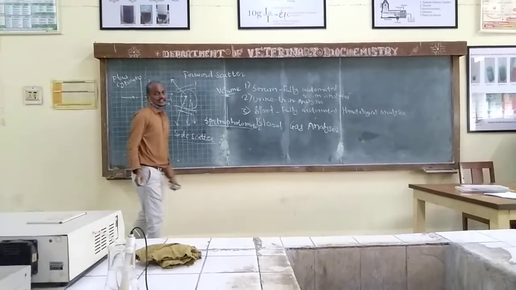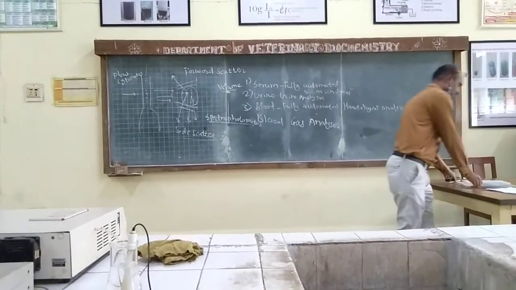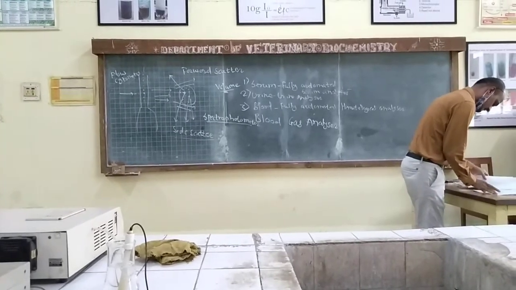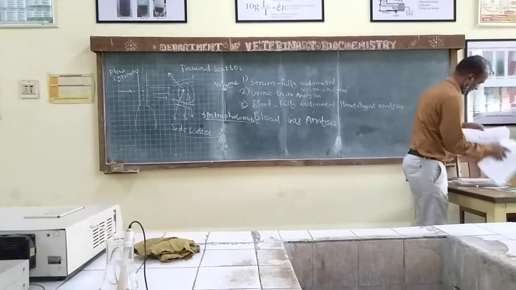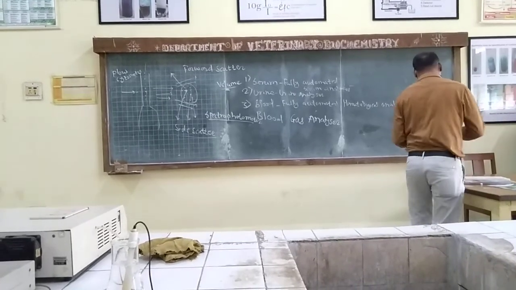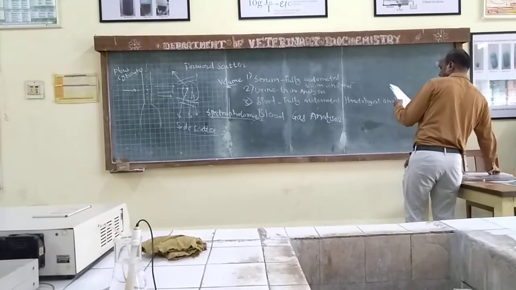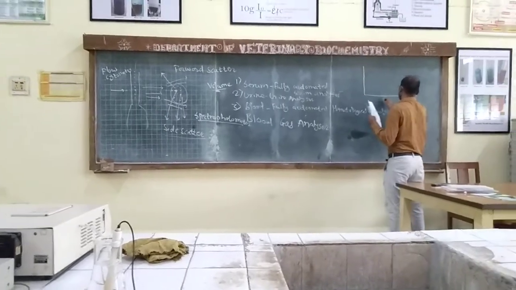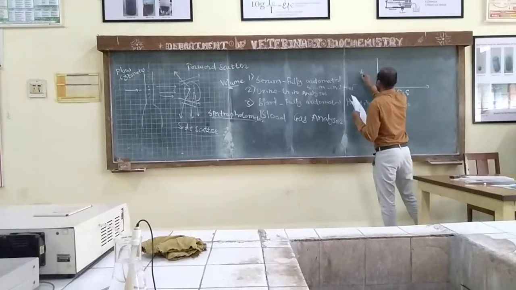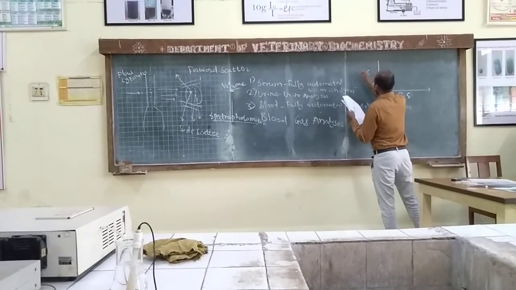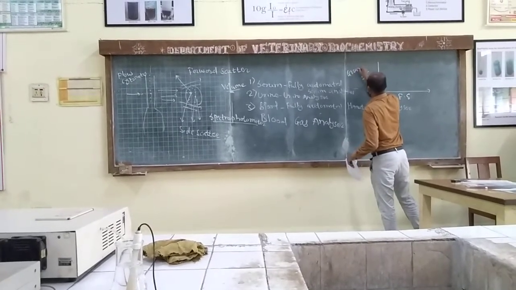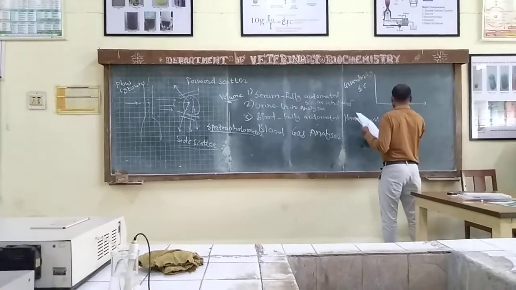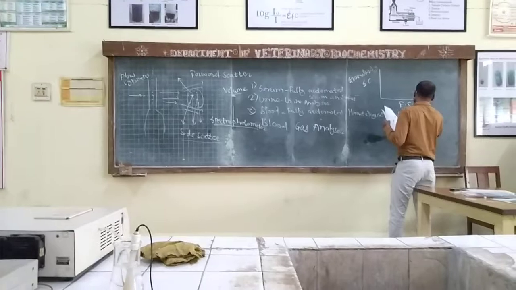So this side scatter we are measuring. So we have a curve like this: forward scatter versus side scatter. Side scatter shows the granularity, and forward scatter shows the cell size.